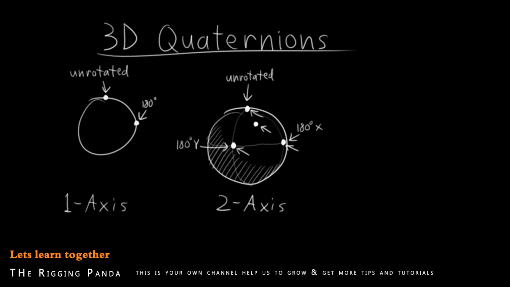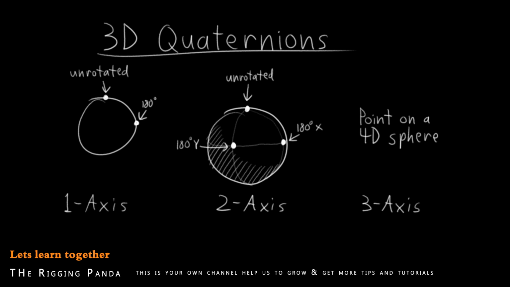Looking at this, you can start to get a feel for why quaternions interpolate so nicely. And finally, when we're rotating on all three axes with four numbers, well, human intuition falls apart a little bit because the quaternion is now a point on a four-dimensional sphere.